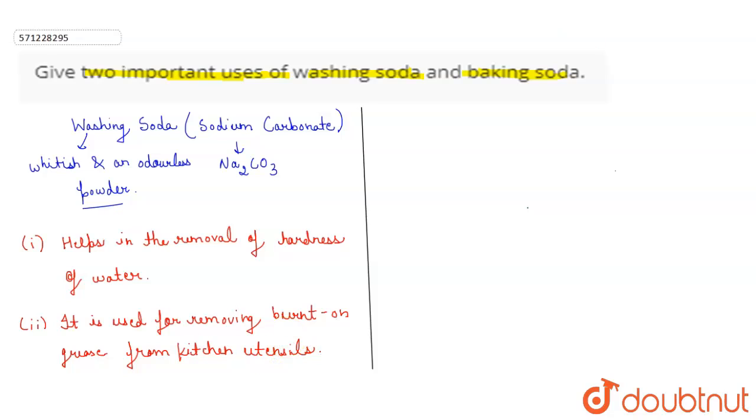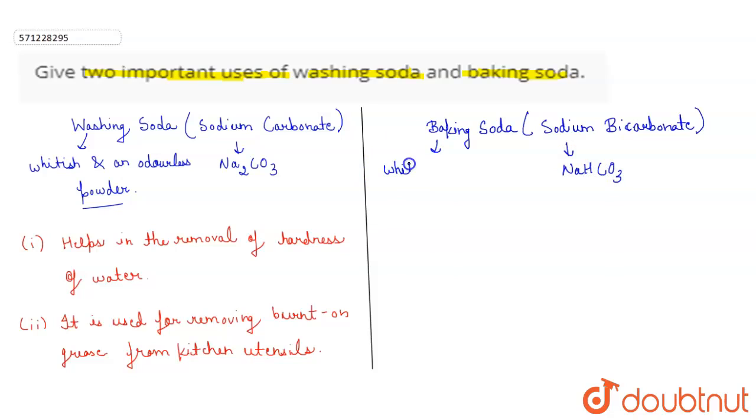Now coming to the baking soda. The common name of baking soda is sodium bicarbonate, and the chemical formula is NaHCO3. Baking soda is a white solid that is crystalline in nature but often appears as a fine powder. Now we will see the important uses of baking soda.